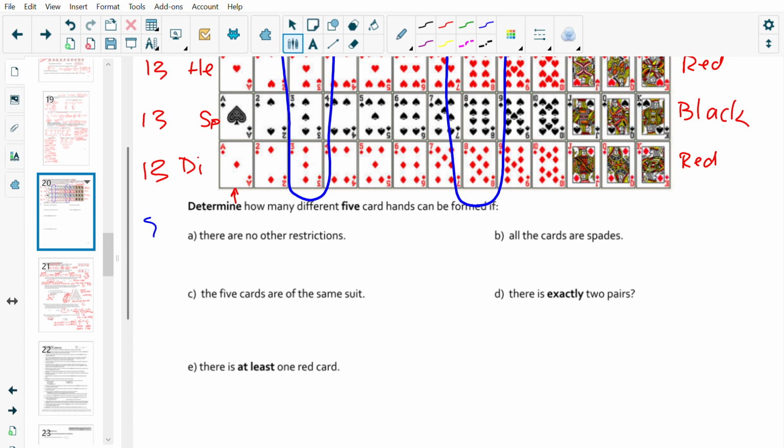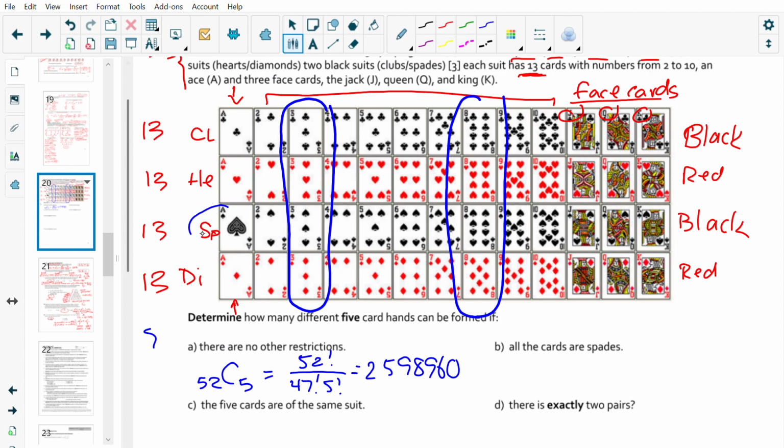Determine how many 5-card hands can be formed if there are no restrictions. So I'm picking from a pool of 52 cards, a combination of 52 things taken 5 at a time, a 5-card hand. So 52 factorial over 47 factorial times 5 factorial, that is a whole lot of ways, 2,598,960.